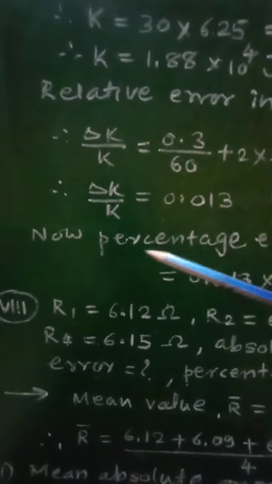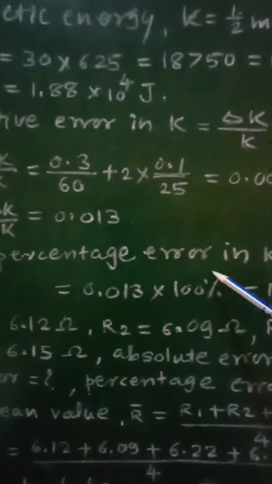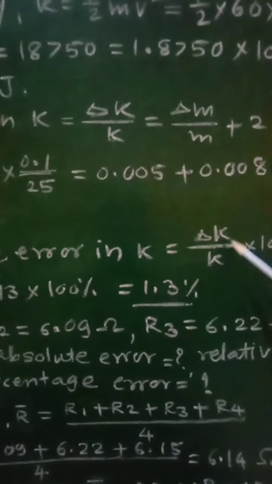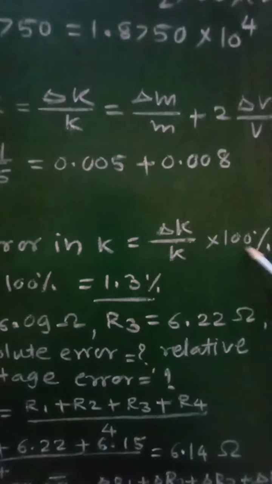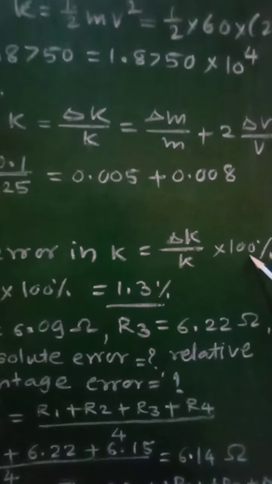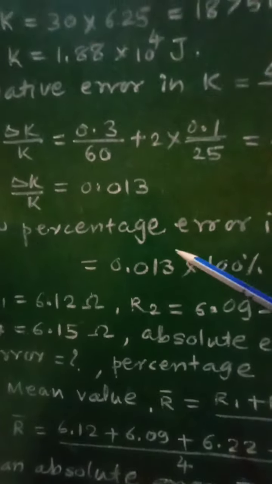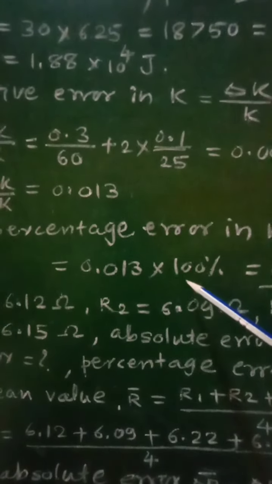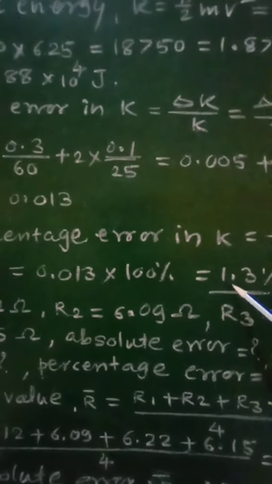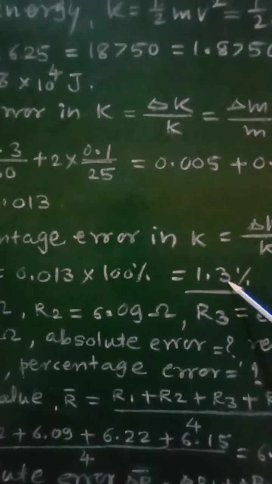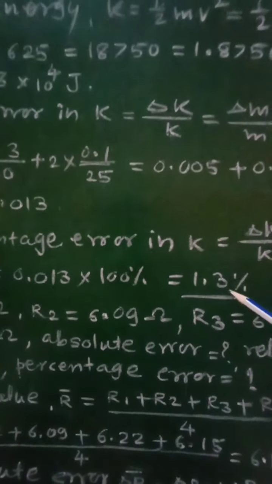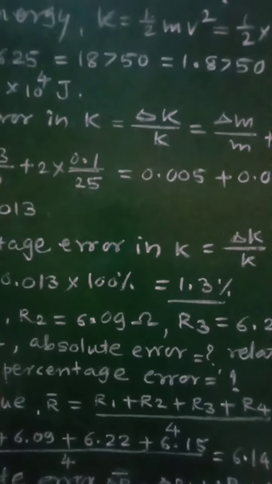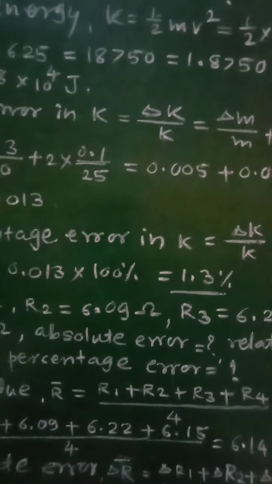Now we can find the percentage error. So percentage error in kinetic energy K will be equal to delta K upon K into 100%, which comes out to be 0.013 into 100%, which will be equal to 1.3%. So this will be the percentage error in the measurement of that kinetic energy, that is 1.3%.